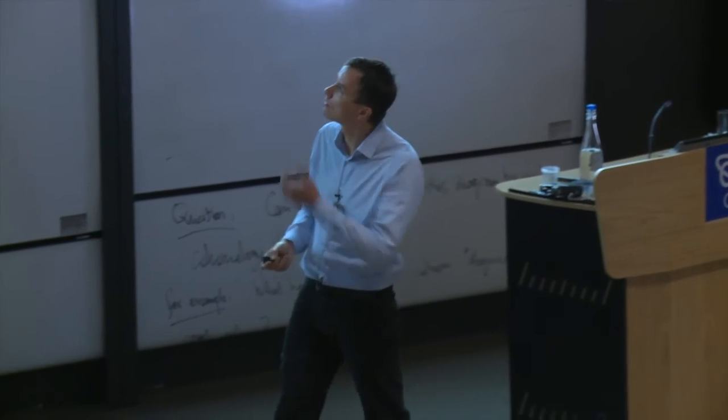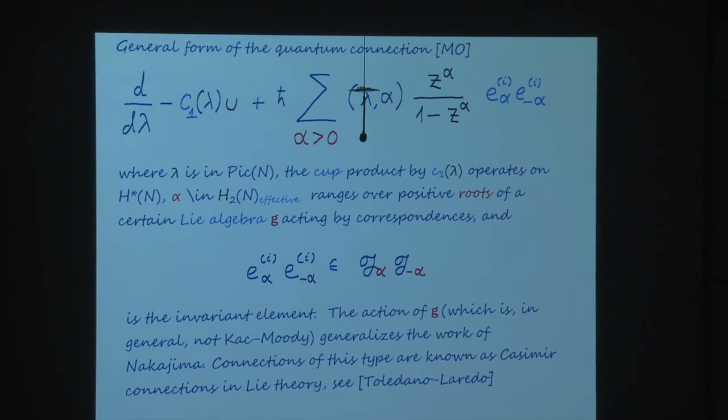This is the general formula for any Nakajima variety. It says that this is a connection on Pic. If I go in the direction of lambda in Pic tensor C, it's a connection on Pic tensor C, if you want.